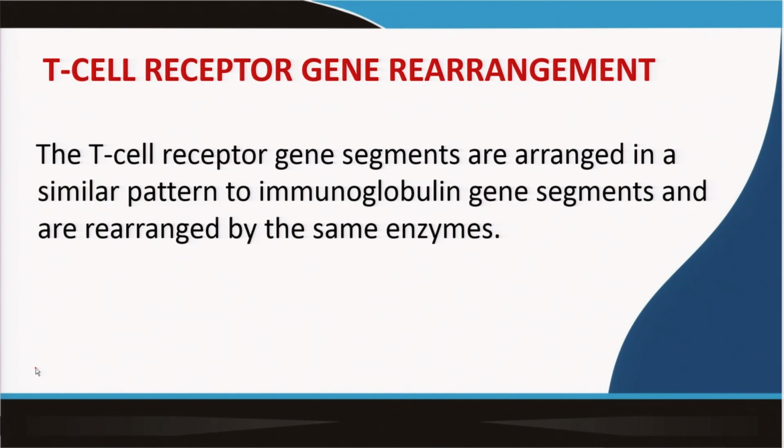So, now after discussing all this part from B cell receptor, let us discuss the T cell receptor gene arrangement. Okay, they are very similar to the B cell receptor according to the mechanism I am talking about. The T cell receptor gene segments are arranged in a similar pattern to immunoglobulin gene segments and rearranged by the same enzymes. So, life is very simple and straightforward.